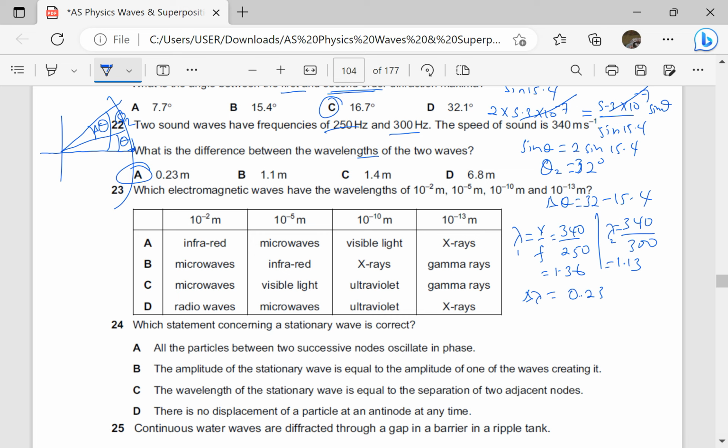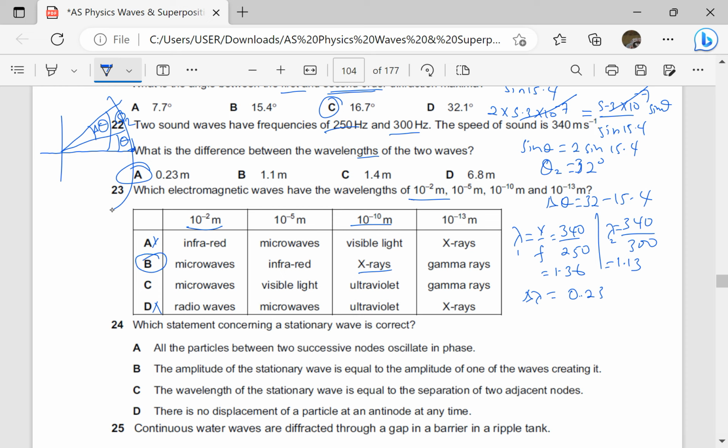Which electromagnetic waves have the wavelength of 10 power negative 2? Of course, we now know that 10 power negative 2 is going to be microwaves. So we can first eliminate that one. We eliminate A and D, because we know 10 power negative 2 must be microwaves. Then I think 10 power negative 10 must be X-rays. So we just look for X-rays. 10 power negative 10 is X-rays. So it means our answer is going to be B.